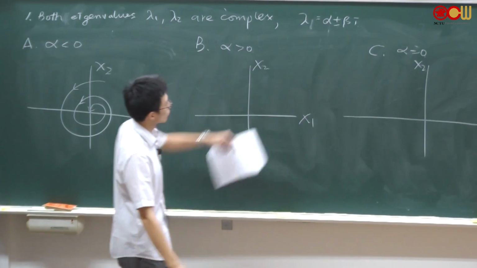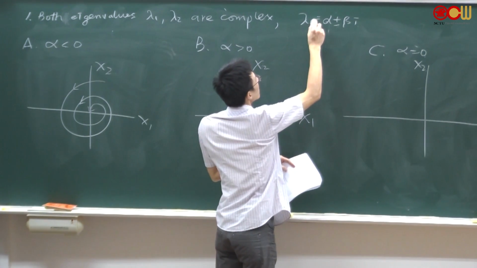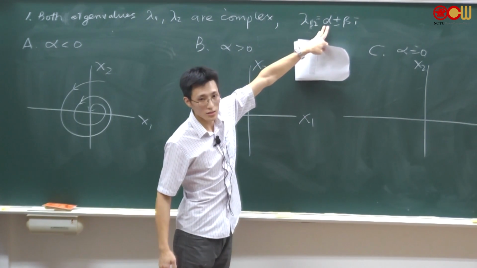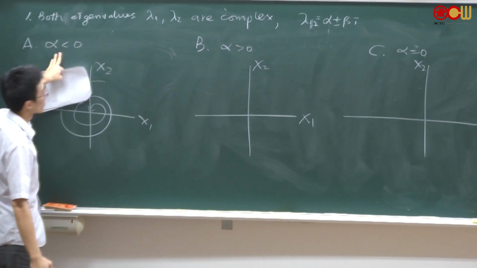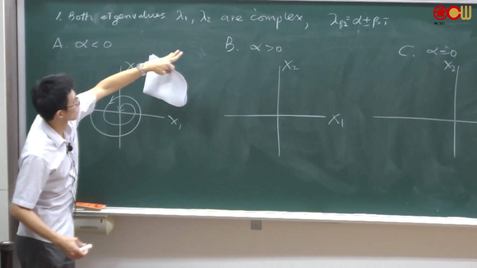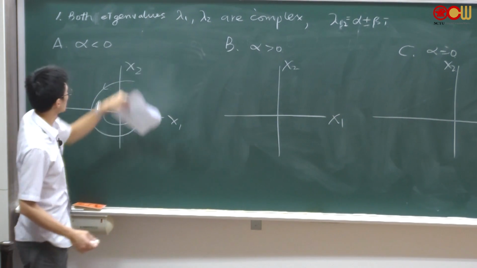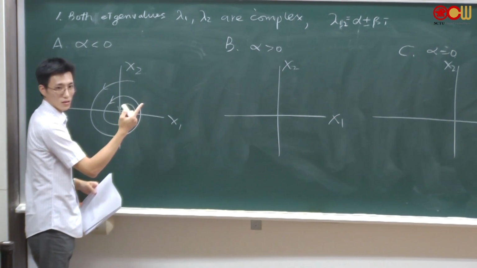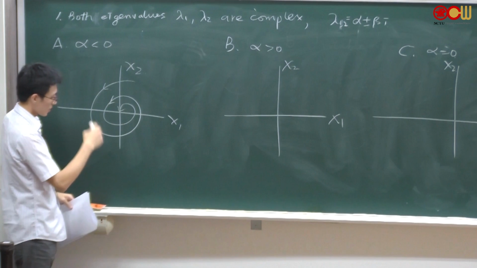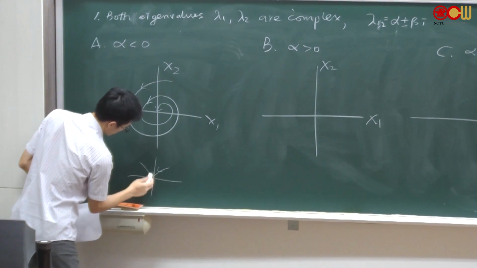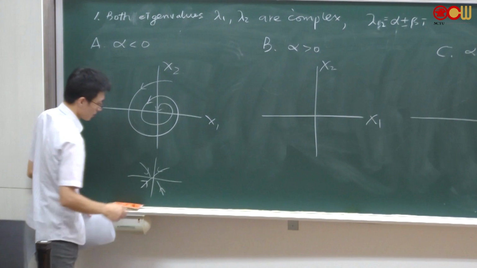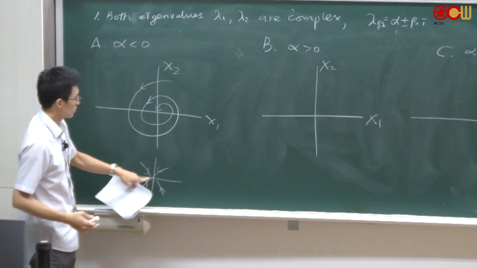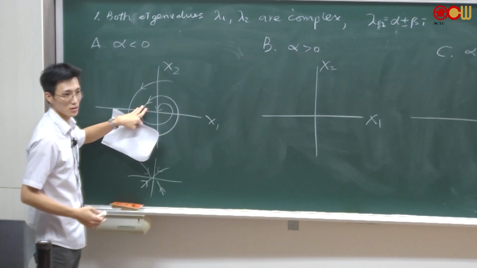So for this case, the solution is alpha plus minus beta i. So if the real part is negative, it is stable, okay? The difference between the complex case and the previous case is that you will see the spiral phenomena for the complex case, but it is stable. For the previous case, with negative real eigenvalues, it's like this, right? So both are stable, but this one is for complex eigenvalues.